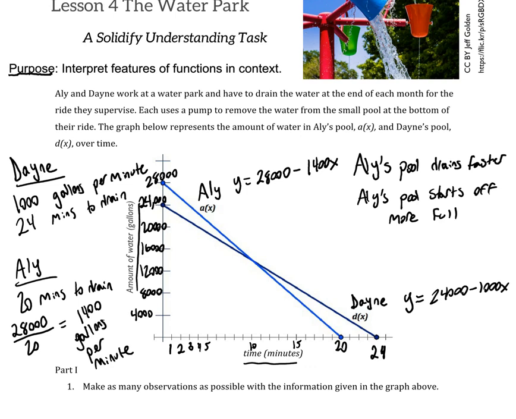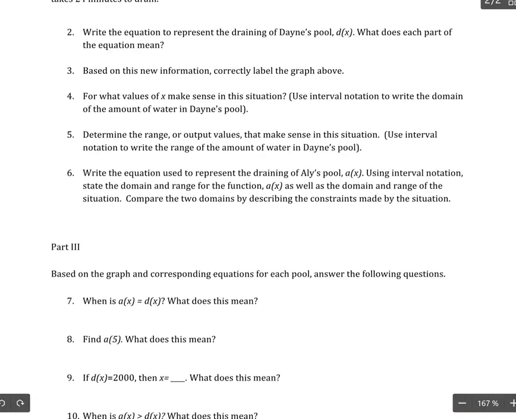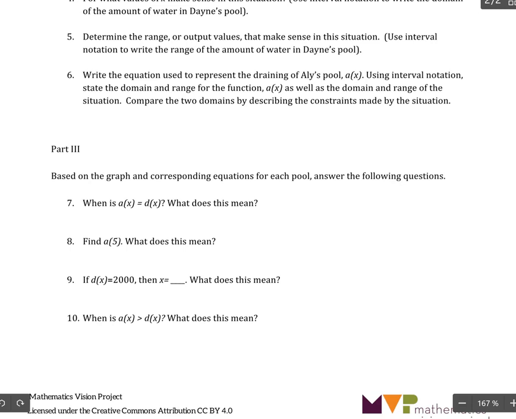So from the information we now have on the graph, you'll be able to answer the other questions in part 2 where it's asking you to state the domain and range for each person. Since we're talking about time and gallons, they are going to be continuous intervals, so just keep that in mind to help you. So let's go to part 3. We want to answer some of these questions, which are helping us to interpret these functions in context.